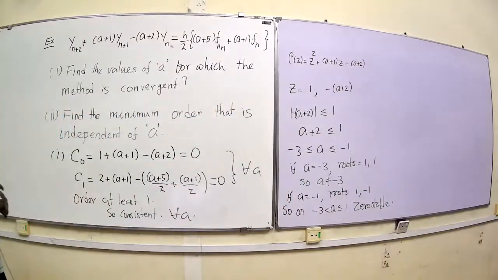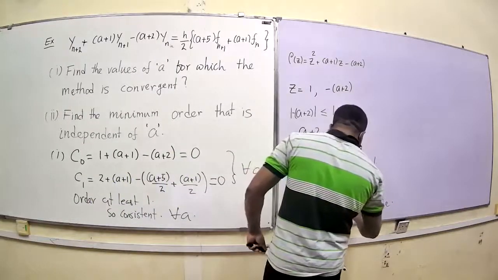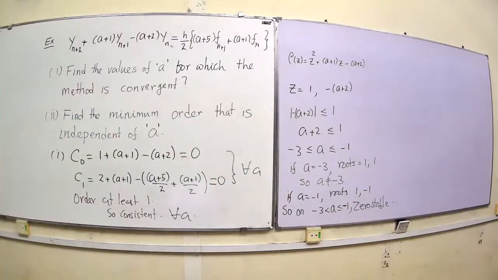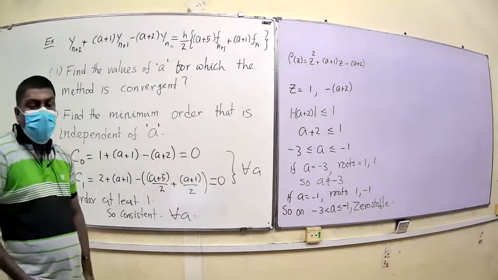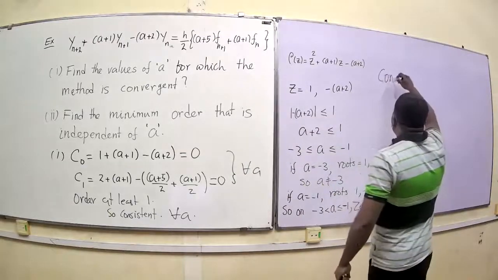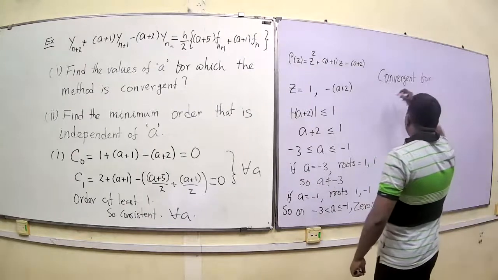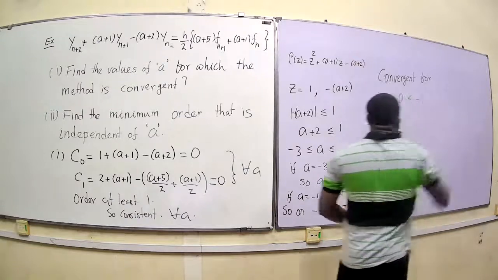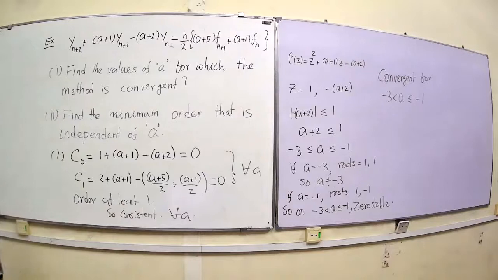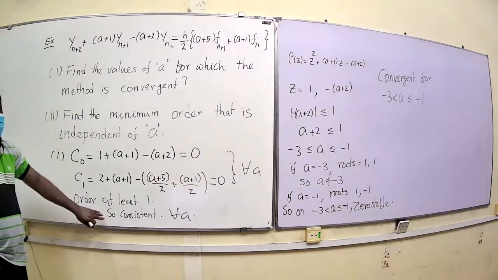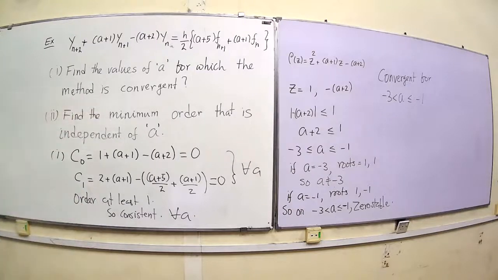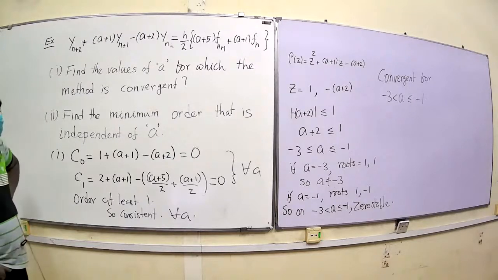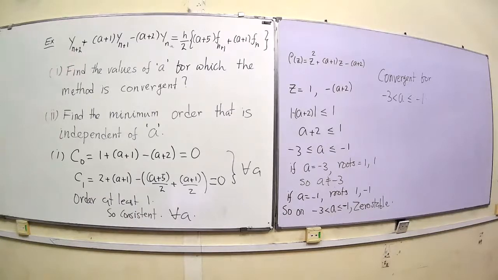Clearly, when a is between minus 3 and minus 1, not including minus 3, the method is zero stable. So now you know convergence. The method is convergent for a strictly greater than minus 3 and less than or equal to minus 1, because it is already consistent for any a. For consistency you have no requirement on a, but for zero stability you should have a between minus 3 and minus 1, not including minus 3. So that should be the range of a for convergence, and that is the answer for the first part.